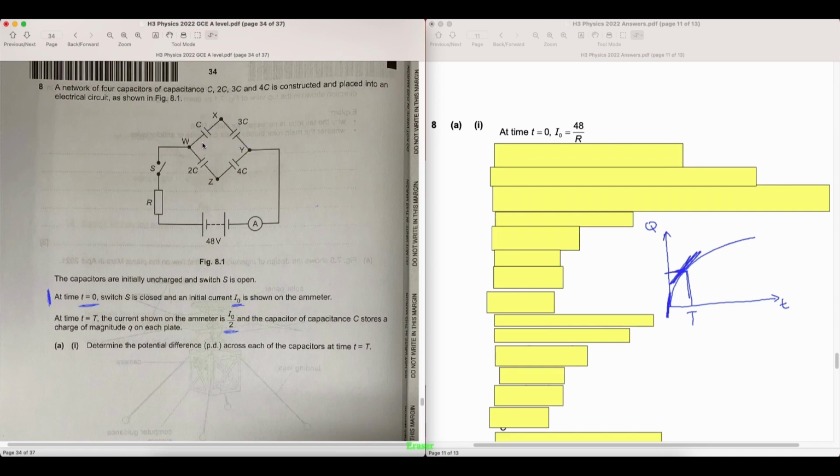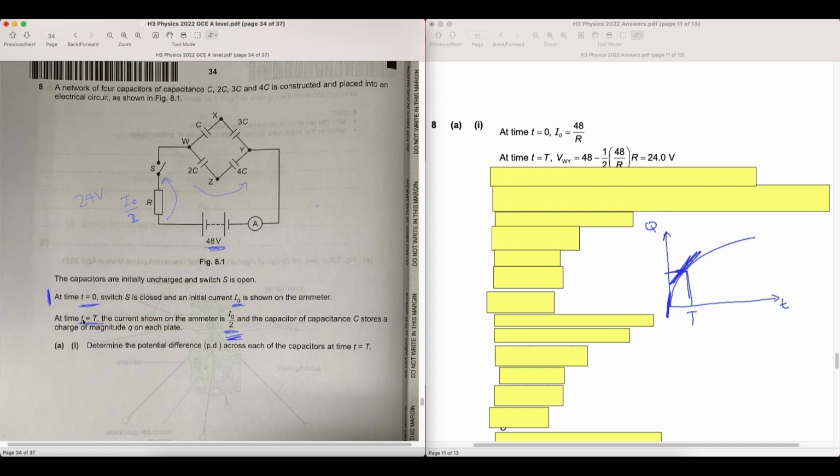However, as the capacitor starts to build up charge across its plates, it's starting to look more and more like an EMF source, and that will mean that the voltage that is seen by the resistor slowly drops over time. So since we know that the current that flows through the entire circuit is I0 over 2 at time t equals big T, we can gather that the 48 volts is shared as a voltage drop across the resistor and the capacitors. And since the current through the resistor is I0 over 2, we can calculate that the PD across the resistor is 24 volts.